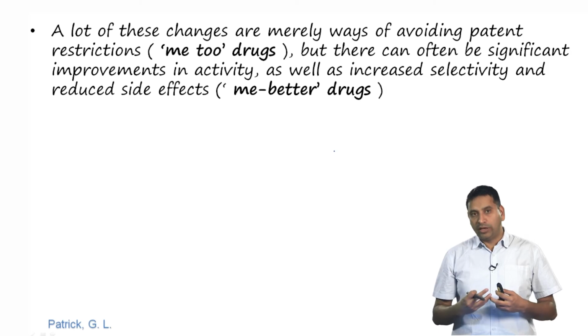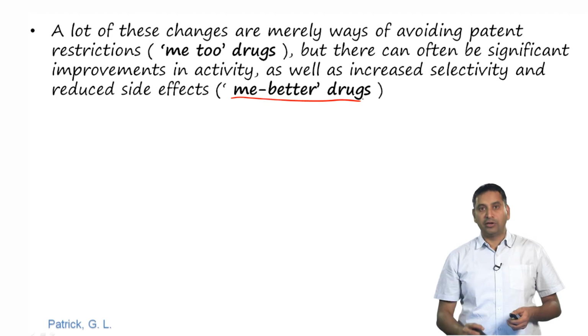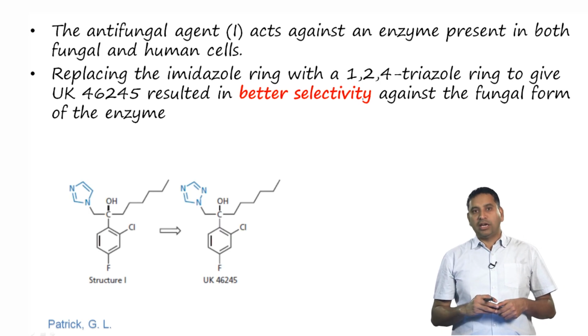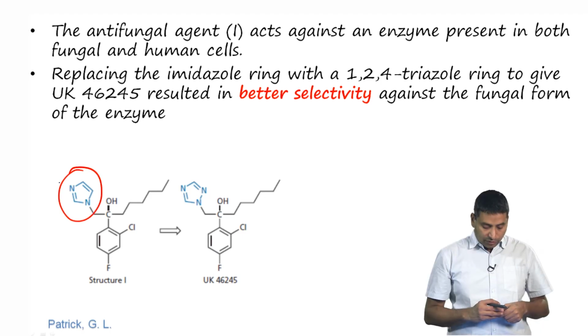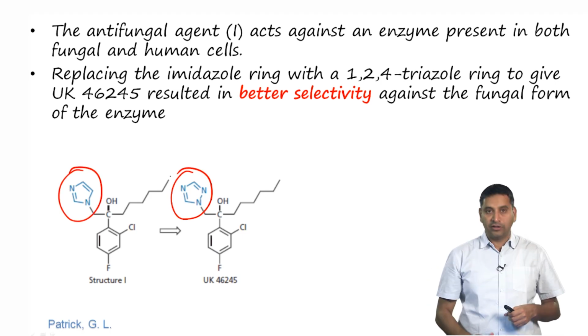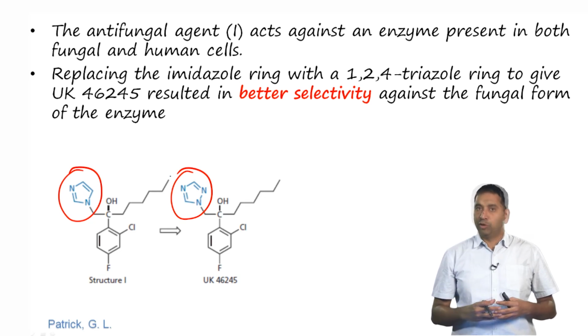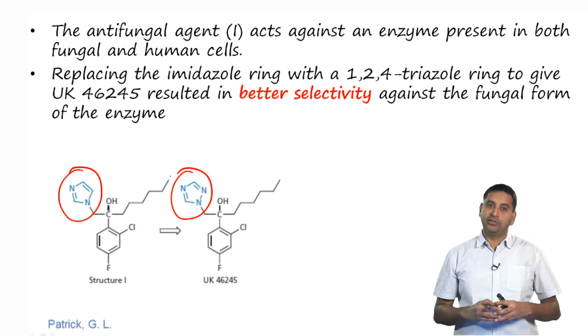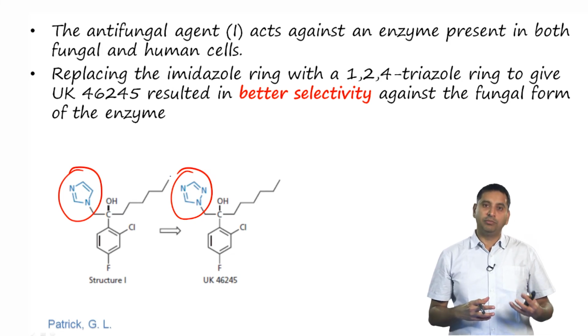But some of them do indeed result in significant improvements in activity, and these are termed me-better drugs. So the example that we can look at here is the antifungal agent which acts against an enzyme that is present in both fungal and human cells. So what was found was that replacing this imidazole ring with a triazole ring results in better selectivity against the fungal form of the enzyme when compared with the human form of the enzyme. So here is a case where the rest of the molecule pretty much remains the same, but by changing a particular functional group or a ring, we are able to achieve better selectivity.